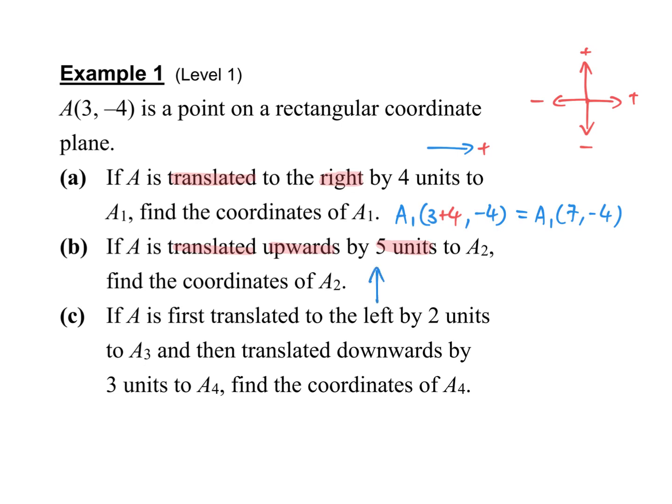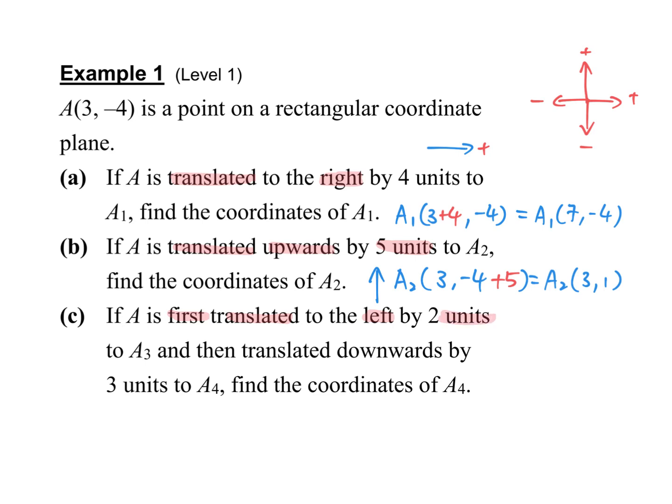Okay, translated upwards, you can see it is a vertical line, so the x-coordinate is still the same. But -4 as the starting point goes upwards, it is an addition, so it is +5. So at the end, A2, the coordinates are 3 and +1. You can also memorize: when it goes upwards, it is like the y-axis, so the effects will be on the y coordinate.